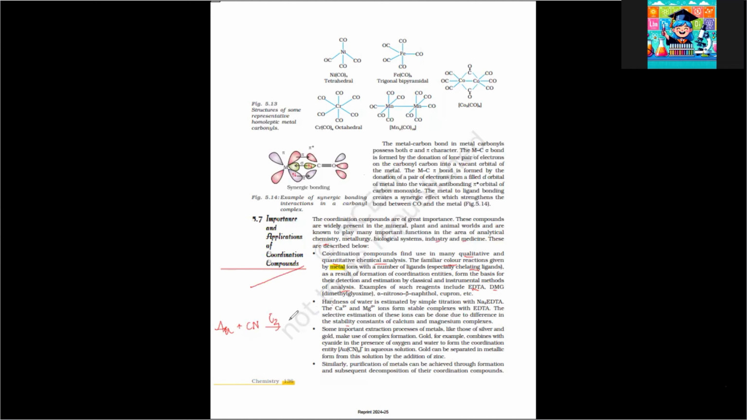So they form a coordination entity like Au(CN)2 minus in aqueous solution. This is separated as metallic gold if we add zinc. So this is the extraction of gold that is happening. Sorry, not Ag, Au. Au is gold. So this is what happens for the extraction of gold.